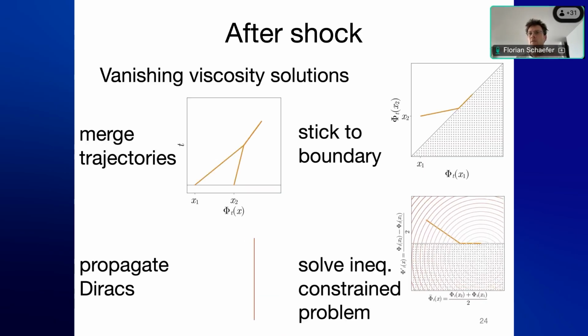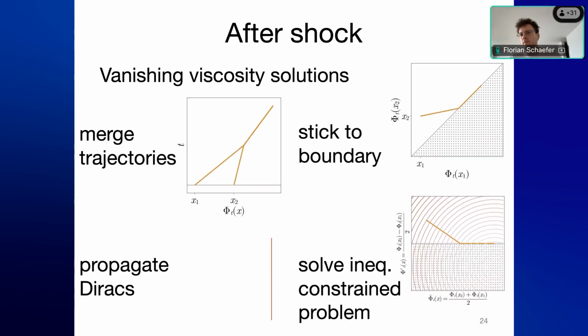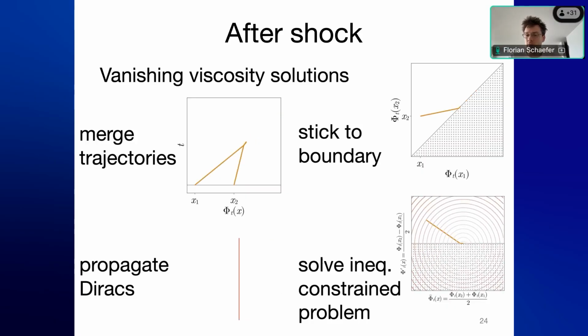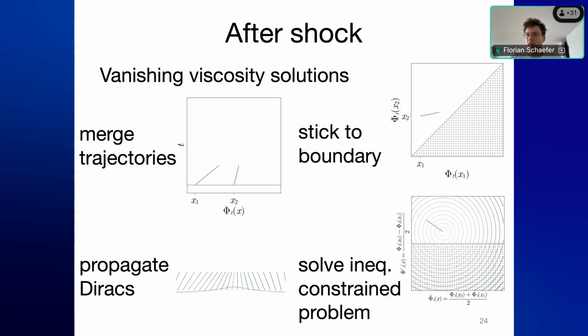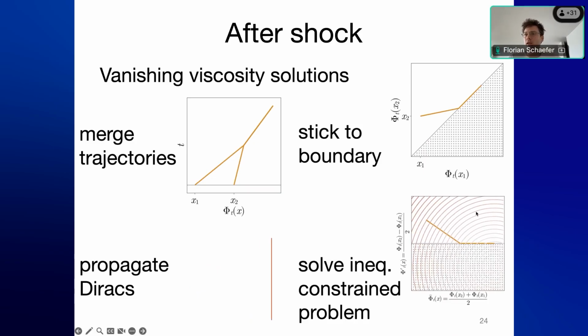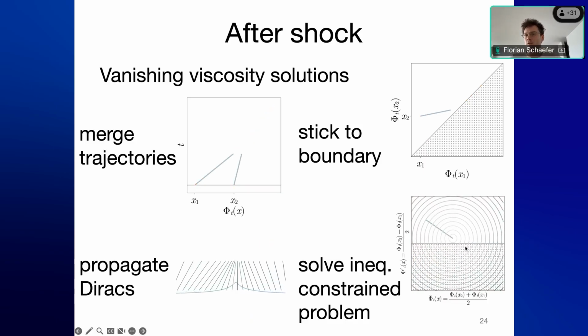And finally, from the perspective of this inequality constraint optimization problem, this corresponds to the constraint becoming active, right? Once the unconstrained minimizer would be lying outside of the constraint set, then this constraint becomes active, and correspondingly, again, our solution is going to slide along the boundary of the constraint set.